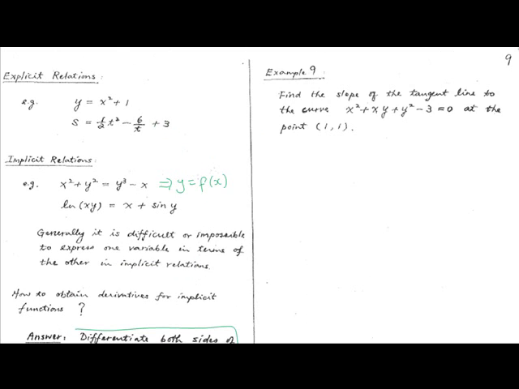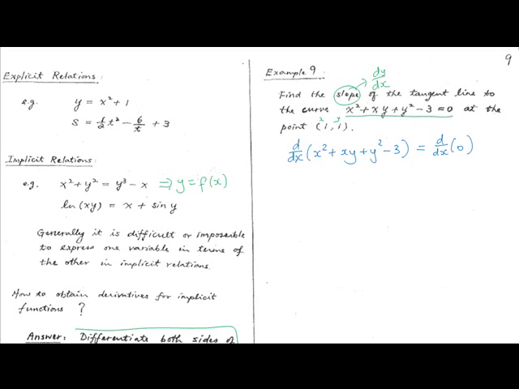So let's try it for this example 9. I need to find the slope of the tangent, and slope means to find dy/dx at this point, meaning when x is equal to 1, when y is equal to 1. But you're given this expression where you can't make y the subject of the formula, then how do you find dy/dx? So this is where we have to differentiate implicitly. So I'm going to now differentiate both sides and differentiate the right hand side.